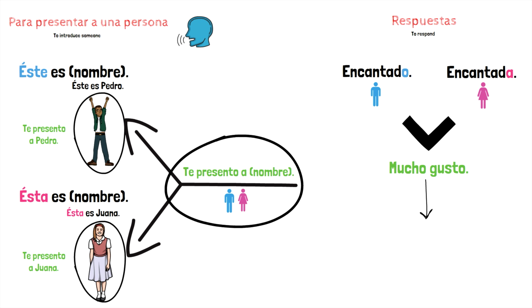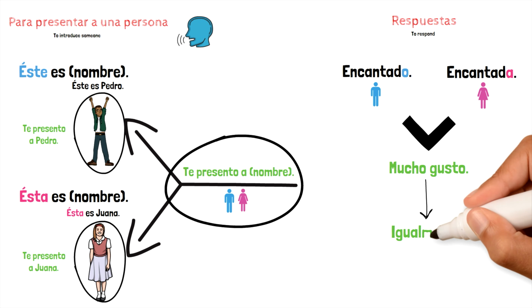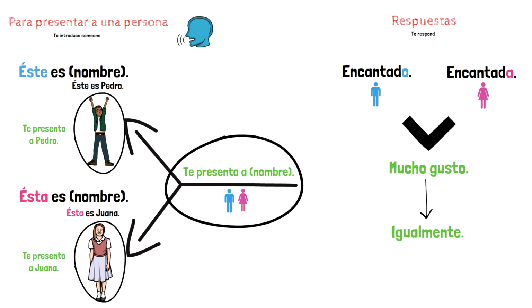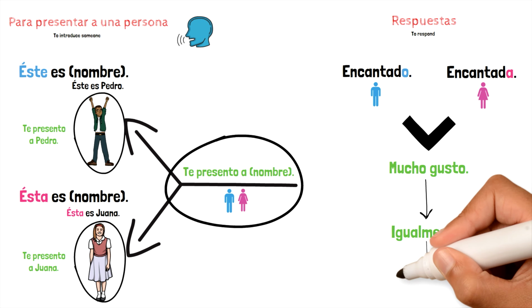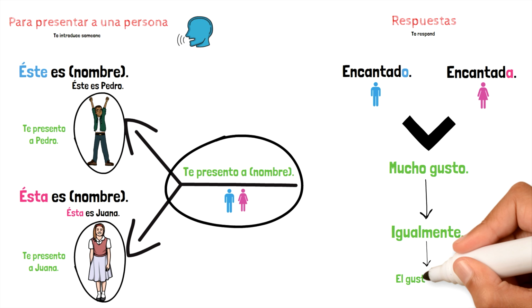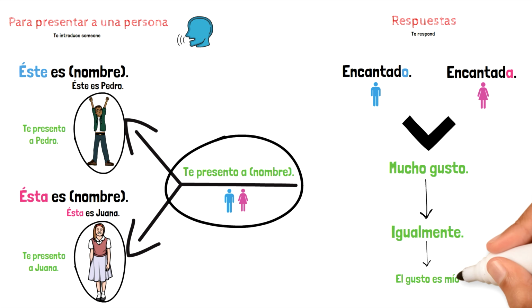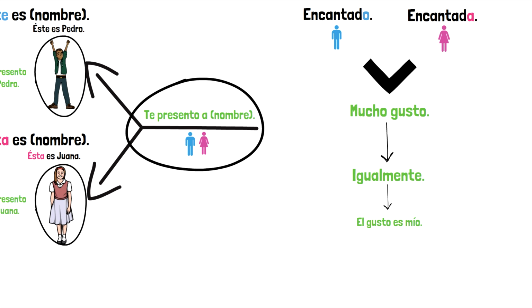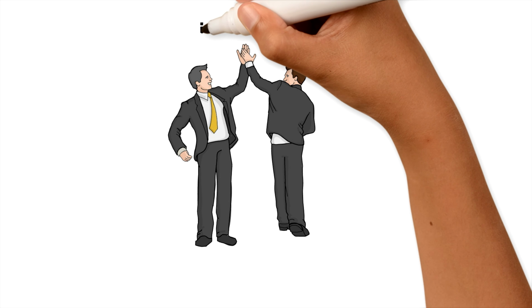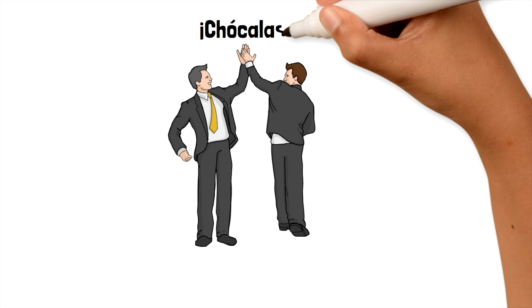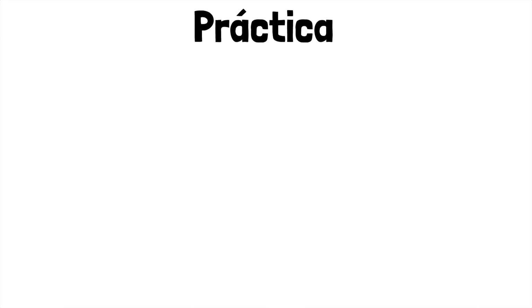And after that, the other person will likely say igualmente, likewise. And finally, the other person will reply el gusto es mío. The pleasure is mine. And that's it, friends. Now you know how to introduce somebody. Chócalas. Give me 5.